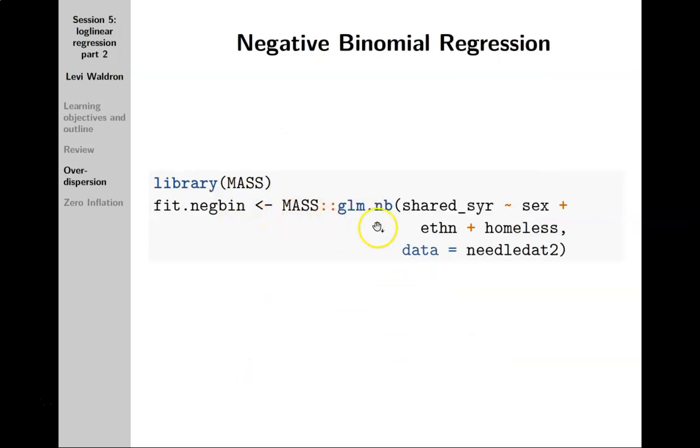So fitting it is again easy, except it is possible to fit a negative binomial distribution with the base glm function, but that does not estimate the overdispersion parameter. For a function that actually estimates both lambda and theta, you need to use this function from the MASS package. But if you use that, then the rest of the model is specified exactly the same way.